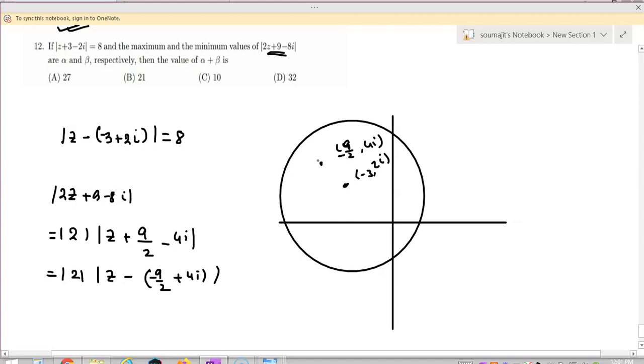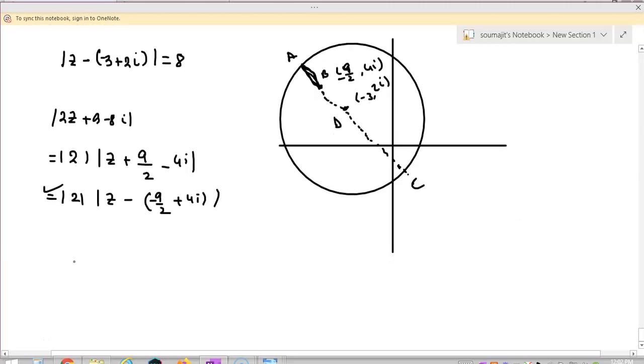So what is the minimum value? The minimum value of this is equal to this distance. What is the maximum value? The maximum value is this distance. I am writing it as AB. So the minimum value is the length of AB and the maximum value is the length of AC. This is our center, I am writing this as D. So how to find AB? To find AB, we just need to subtract BD from the radius of the circle, and to find AC, we just need to add the length of BD to the radius of the circle.